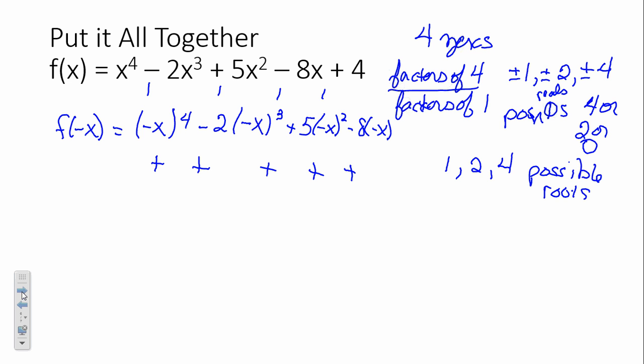And I keep saying roots, and I mean zeros, so that's what your book calls them. So I'll keep trying to remember to tell you the right thing, and you keep remembering they're the same thing. Okay?